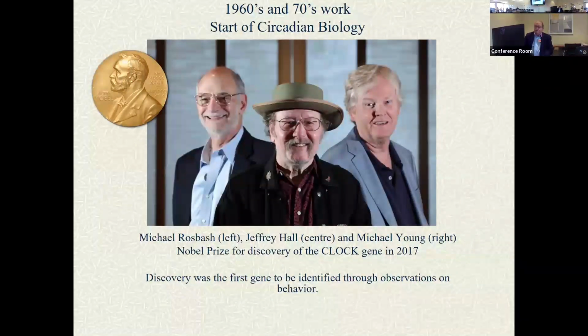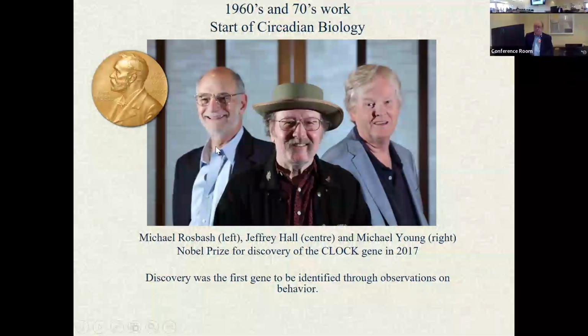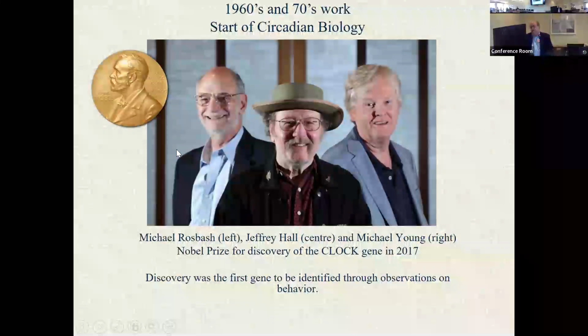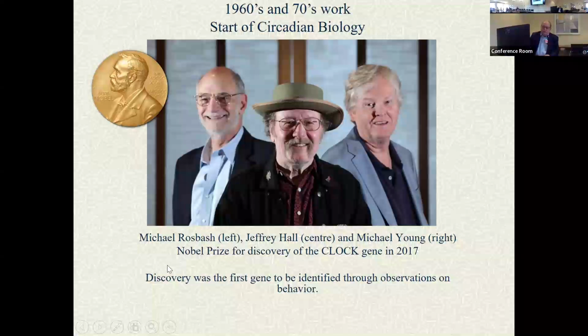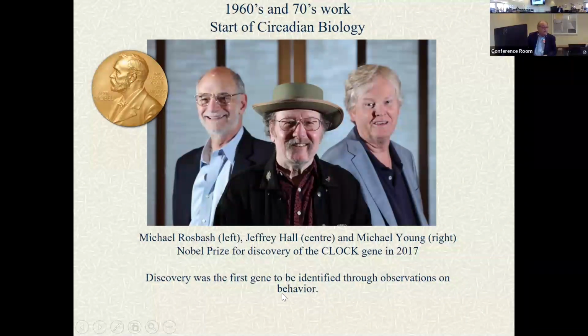And this is the 2017 Nobel Prize, Rosbach, Hall, and Young. The two of them were working in the same lab, one was not. And they had worked with Drosophila, and they found the discovery of the period gene in Drosophila. And the discovery that gave them the Nobel Prize was really the first gene to be identified through observations of behavior.